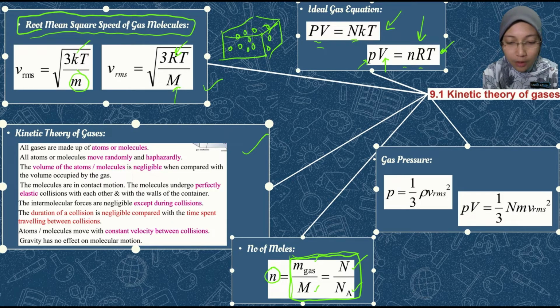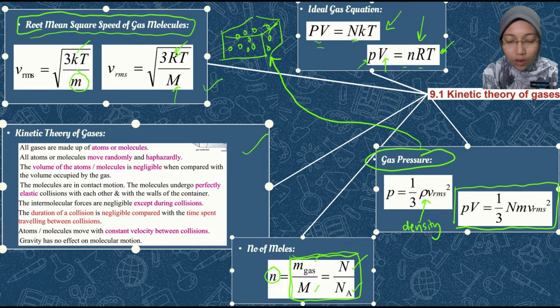Apart from that, you'll also have the equation for gas pressure. We're talking about the gas pressure in a container, not the air pressure outside. The equation can be expressed in terms of density: P equals 1/3 rho VRMS squared. Or you can relate it with the equation PV equals 1/3 N m VRMS squared, where N is the number of molecules and m is the mass of a molecule.